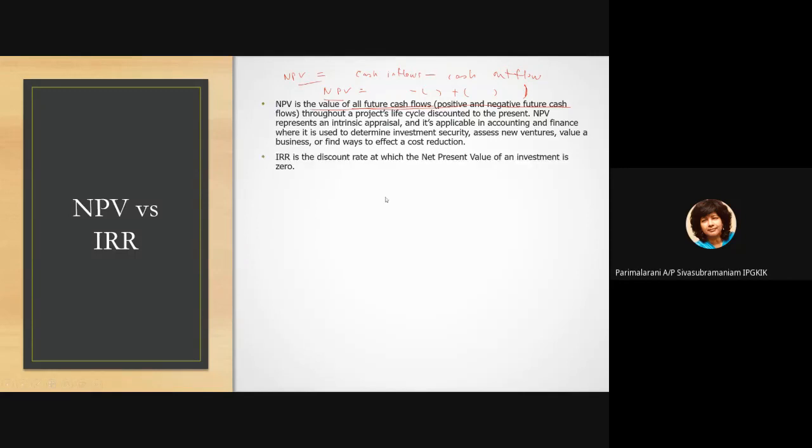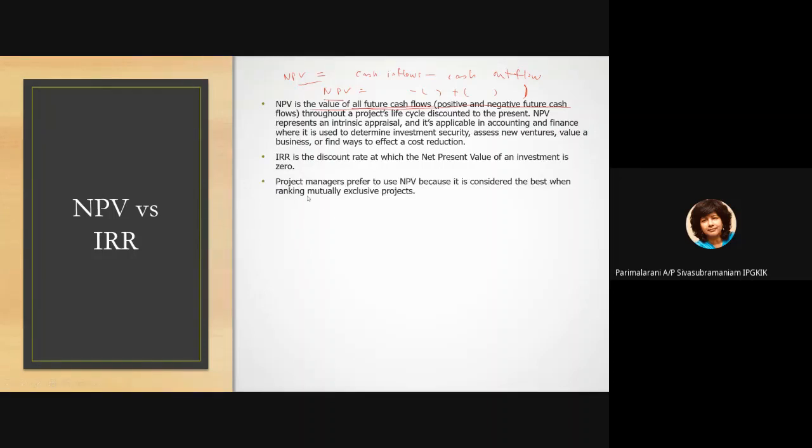Okay. IRR is the discount rate at which the net present value of an investment is 0. This is the difference between NPV and IRR, okay? For NPV, you find the difference between cash inflows and outflows. For IRR, you set the NPV to 0 and you find at what discount rate the NPV is 0. That means there is no difference between the cash inflows and the cash outflows.